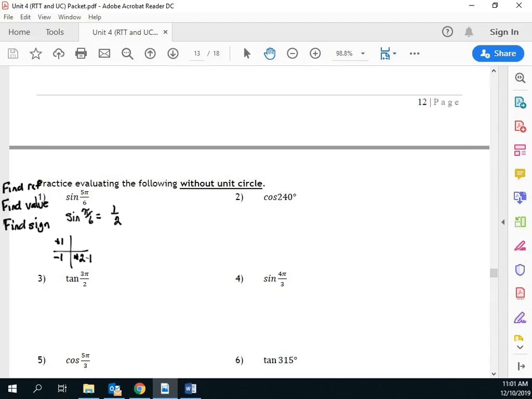So good, you said second quadrant. So in the second quadrant, you take the All Students Take Classes deal. Is this answer positive or negative? What letter is in the second quadrant? S, which stands for sine, which tells you sine is the only trig function that is positive in the second quadrant. So this answer is done.